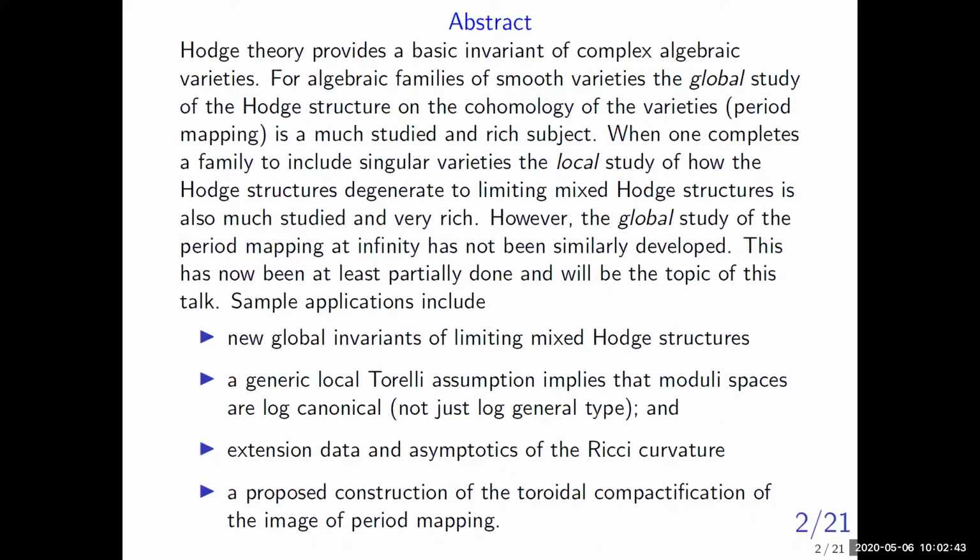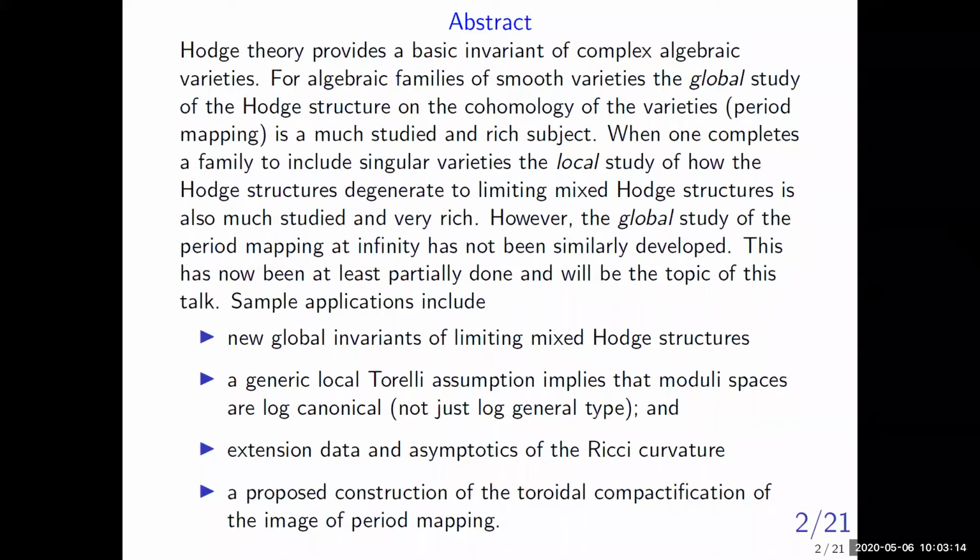Also, as the varieties acquire singularities, the Hodge structure degenerates, and the local study of how that happens is also a fairly highly developed subject, going back to the work of Cattani, Kaplan, and Deligne. What has been missing from the story, in large measure, is the global study of the period mapping at infinity.